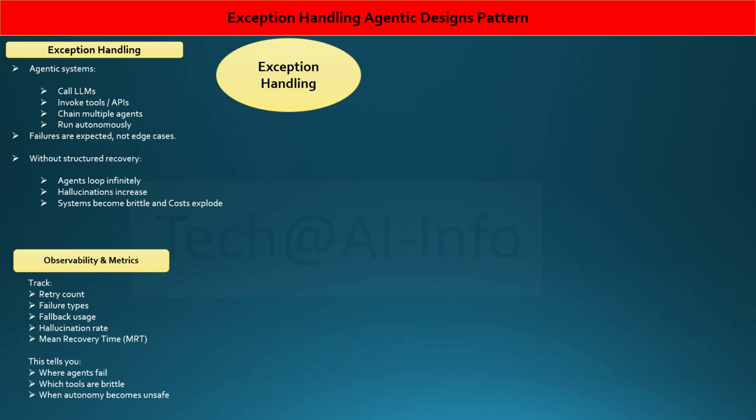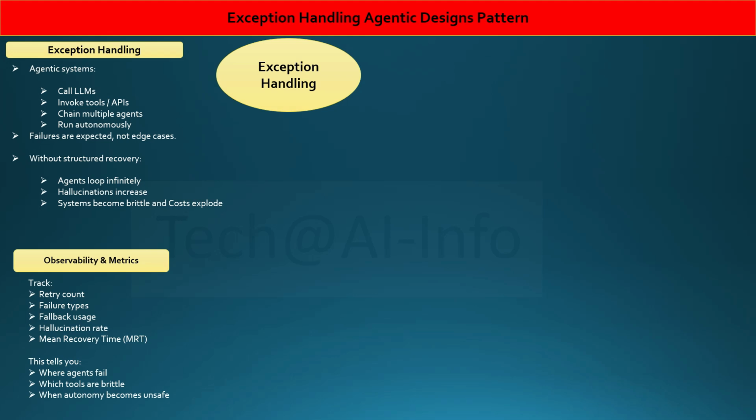When does autonomy become unsafe? This is the most important insight. The warning signs are a rising hallucination rate, increasing retries per task, frequent escalation, and growing MTTR. These signals mean the agent is no longer making reliable decisions on its own.